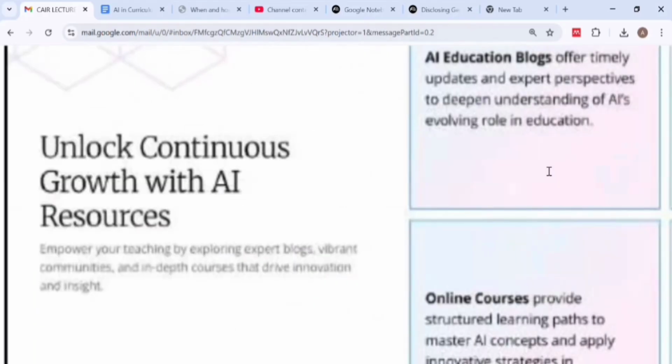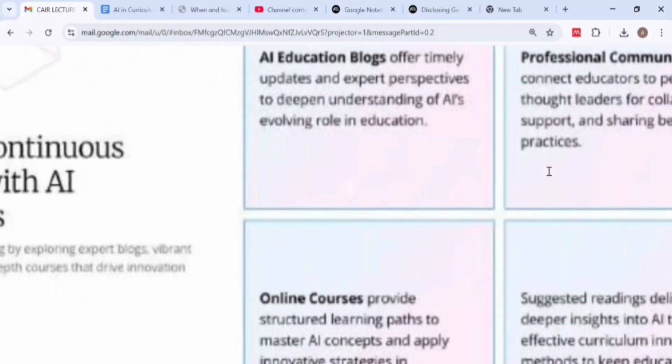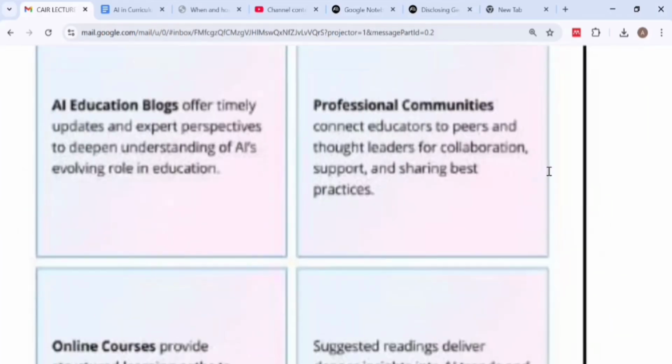Unlock continuous growth with AI resources. Empower your teaching by exploring expert blogs, vibrant communities, and in-depth courses that drive innovation and insight. AI education blogs offer timely updates and expert perspectives to deepen understanding of AI's evolving role in education.